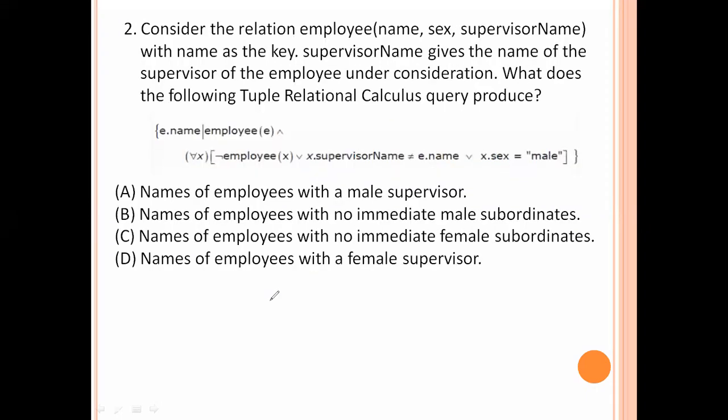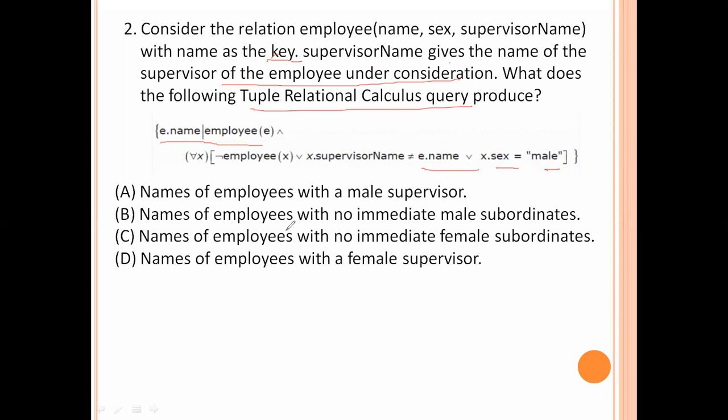Next question. Consider the relation employee with name, sex, supervisor name, with name as key. Supervisor name gives the name of the supervisor of the employee under consideration. What does the following tuple relational calculus query produce? E dot name of employee E such that for all X, not employee of X, or X dot supervisor name not equal to E dot name, or X dot sex is equal to male.